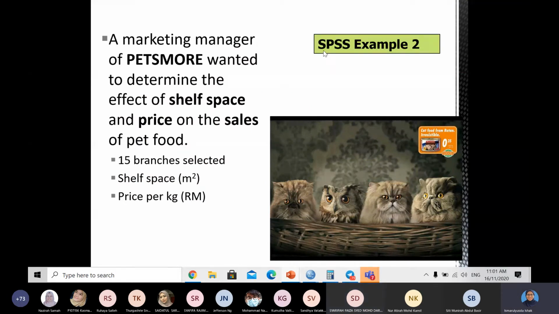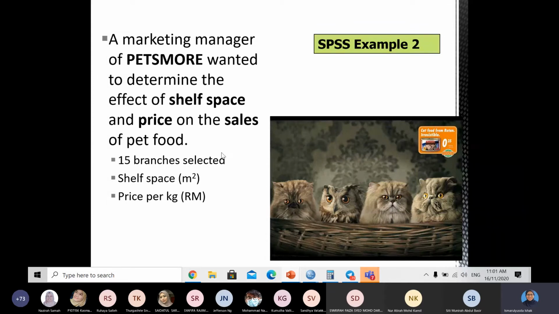Alright, so this is an example. This is SPSS, not the latest one, maybe SPSS 22, I think. The marketing manager of PetSmart wanted to determine the effect of shelf space and price on the sales of pet food. So sales is your dependent variable. The independent variables, your predictors, are shelf space and price.